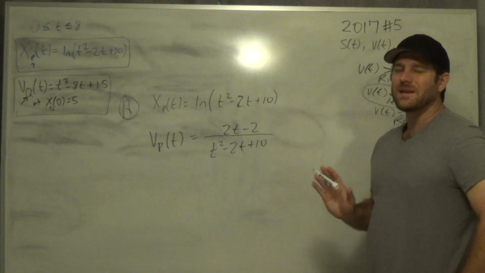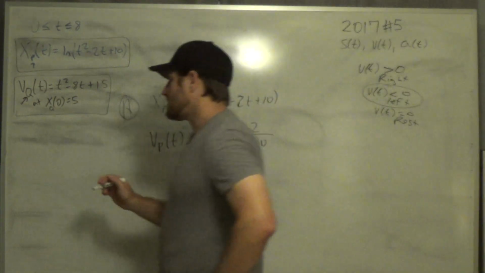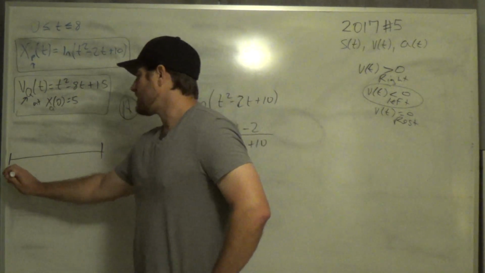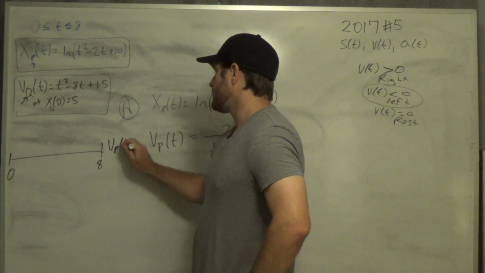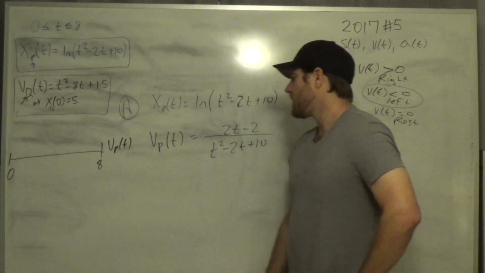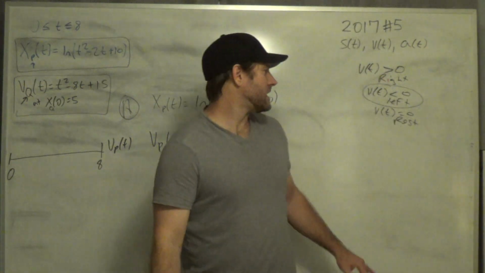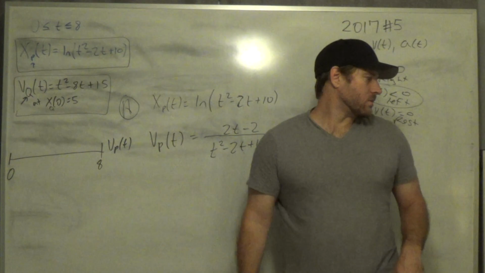And now we need to make a sign chart. Before we can make a sign chart, let's go ahead and label our sign chart. First of all, we know it's going from time 0 to time 8, and I'm going to make sure to label it like this. That's VP. Okay. We need to know when is this equal to 0. Before we can find out when is it positive or negative, we need to find out when is it equal to 0. And let's just start with the denominator.